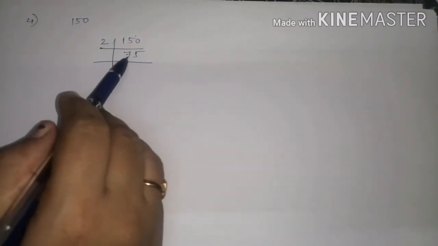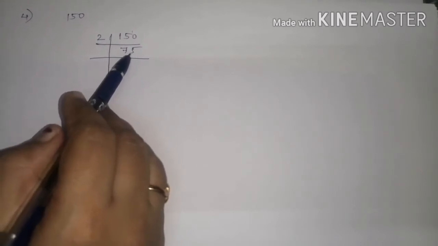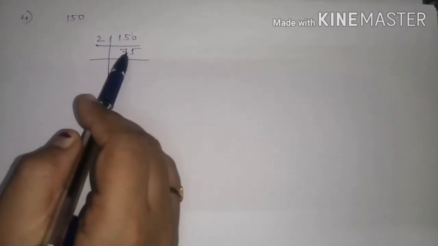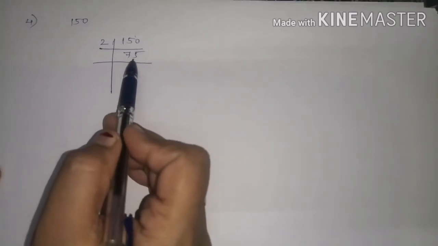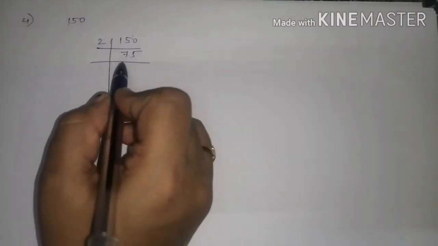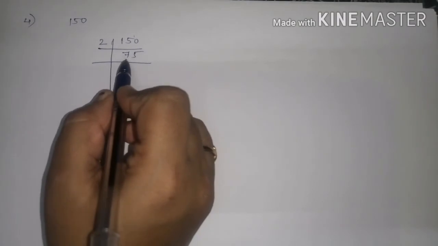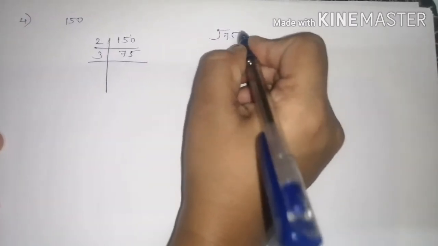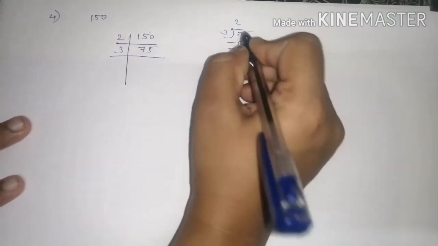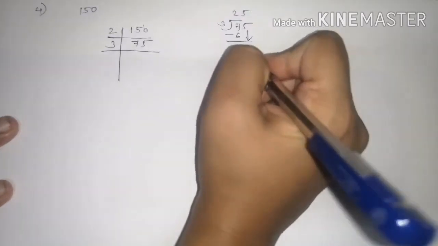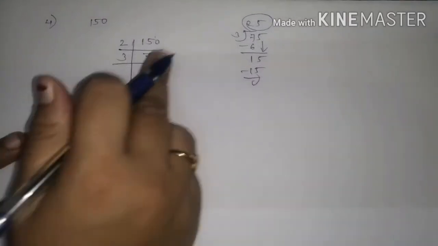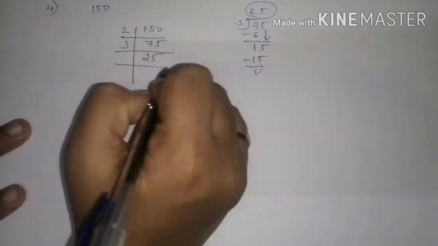Now 75 will not get divided by 2 because the units place is 5. Now for 3, the next prime number after 2 is 3. So add the digits: 7 plus 5 is 12. 12 comes in the table of 3, so 75 will get divided by 3. So divide 75 by 3. 3 twos are 6, 7 minus 6 is 1. Take this 5 down. 3 fives are 15. So what did you get after dividing? 25. Take this 25 down.